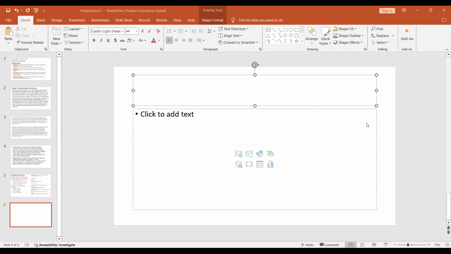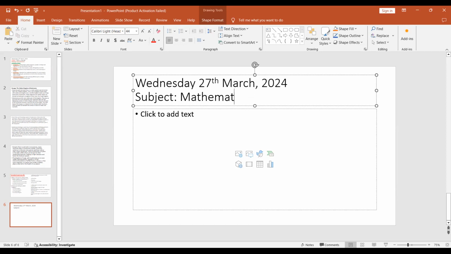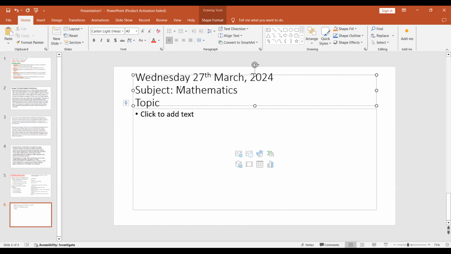What I need us to do is let's set up properly. Today is Wednesday, the 27th of March, 2024. Our subject is, of course, mathematics. And the topic is, we're still doing inequalities.